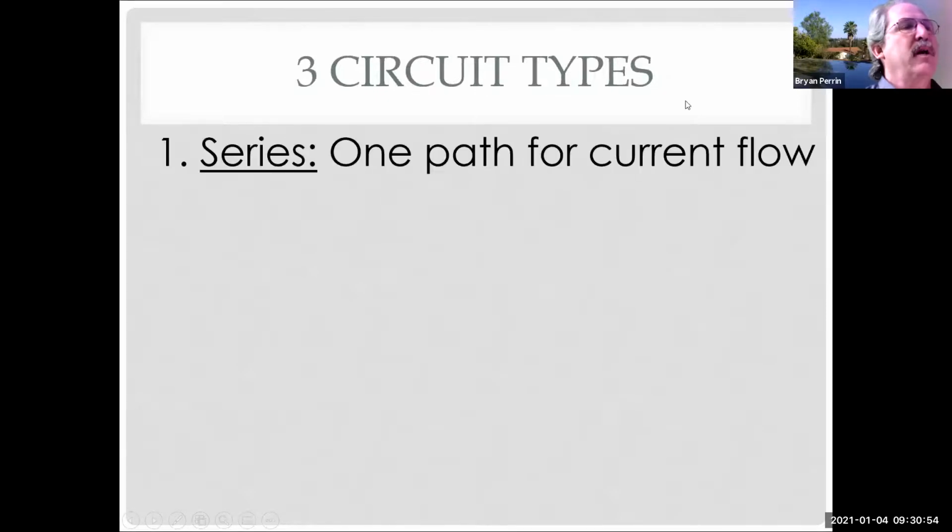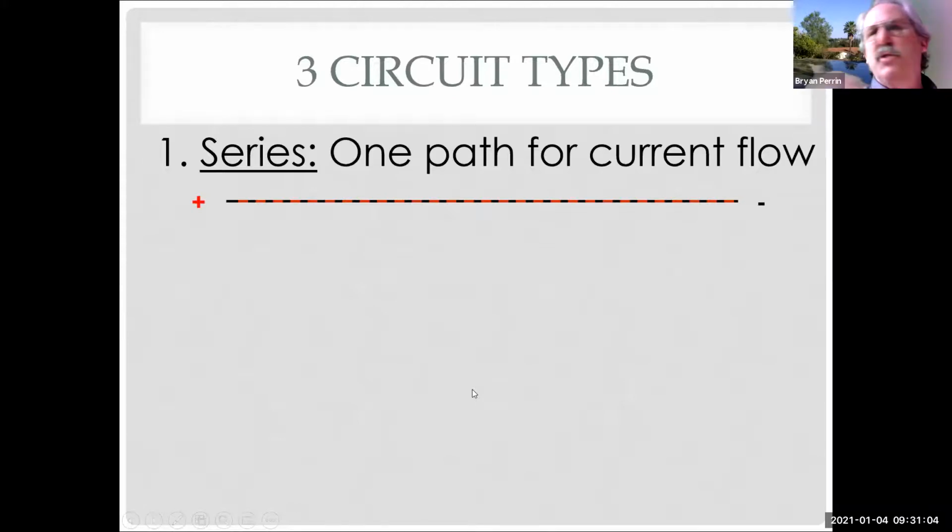So, 3 circuit types. Series: 1 path for current flow. Right? What starts at positive is going to end at negative. One way to get there, no bypass, no nothing. If the bridge goes out, no one's moving.